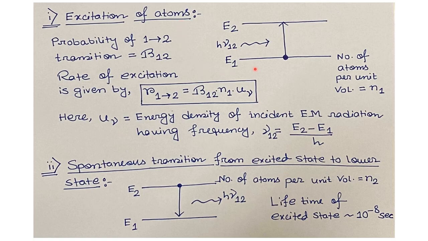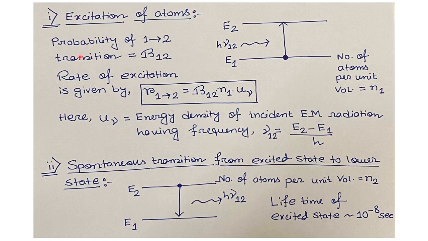Let us consider two energy levels, E1 and E2. The energy gap between these two energy levels is E2 minus E1. The equivalent photon energy is h nu 12. We can consider the energy level E1 as the ground state and the energy level E2 as the excited state. Let us consider the number of atoms per unit volume at the ground state, or energy level E1, to be N1.